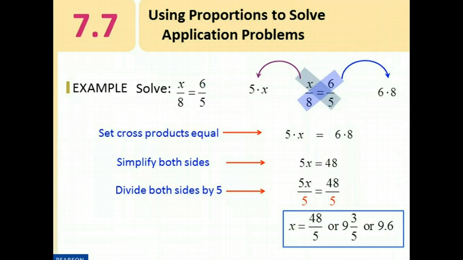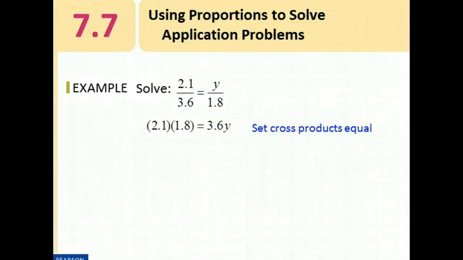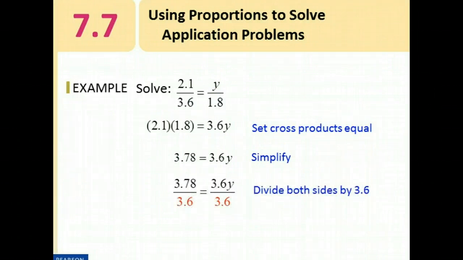Let's look at another one. Our first step, remember, is to find the cross products and set them equal to each other. So this gives us 2.1 times 1.8 is equal to 3.6 times y. And note that it doesn't matter which side you put each of the cross products as long as you set them equal to each other. So now we're ready to simplify both sides. And lastly, we divide both sides by 3.6, which gives us a solution of y equals 1.05.